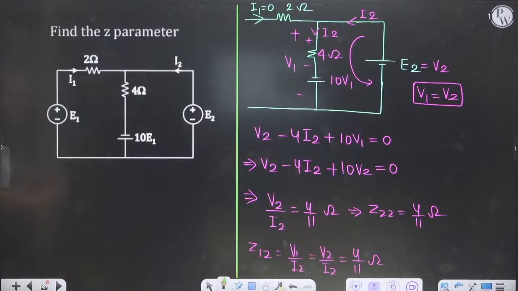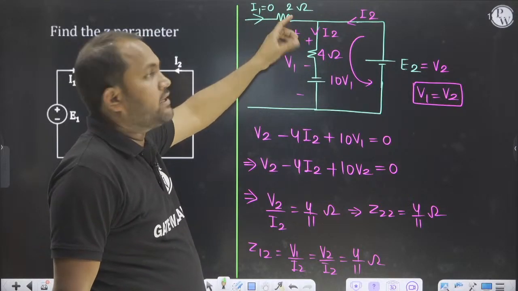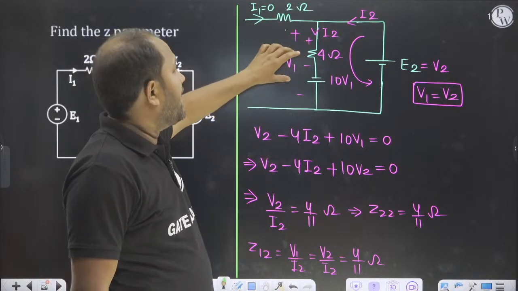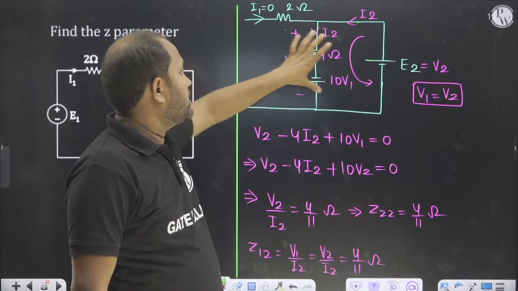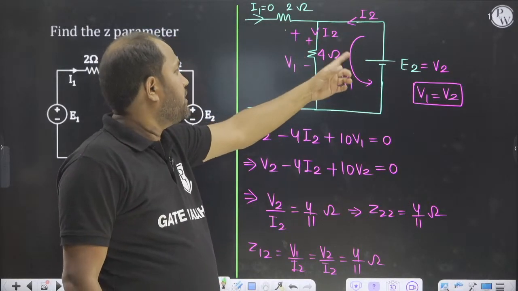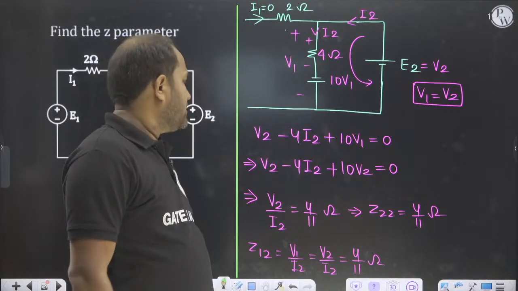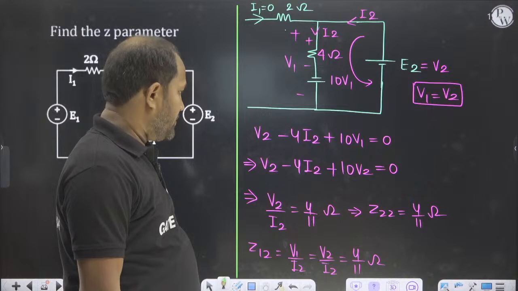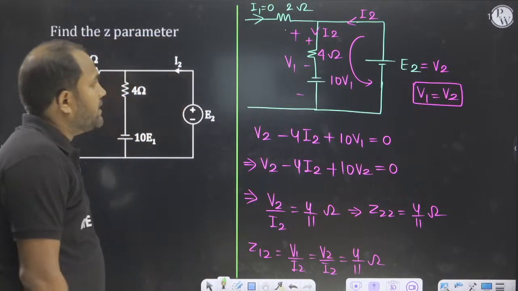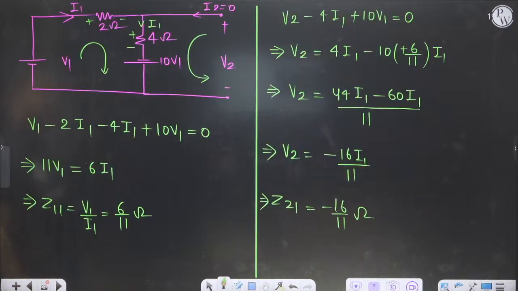So this is a very good question. Why have we done this? This one is voltage V1, so this one is also V1 because there is no potential drop here. So V1 and V2 are the same because this voltage and this voltage are the same, or you can apply KVL also. Then V2 = 4I2 plus 10 V1. Yes, so V1 and V2 are the same, so 4 by 11, no problem with that. And V1 by I2 is nothing but V2 by I2, and V2 by I2 is 4 by 11.